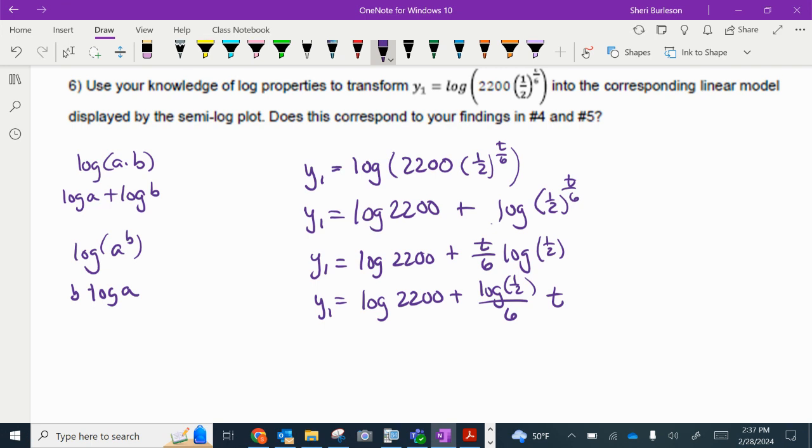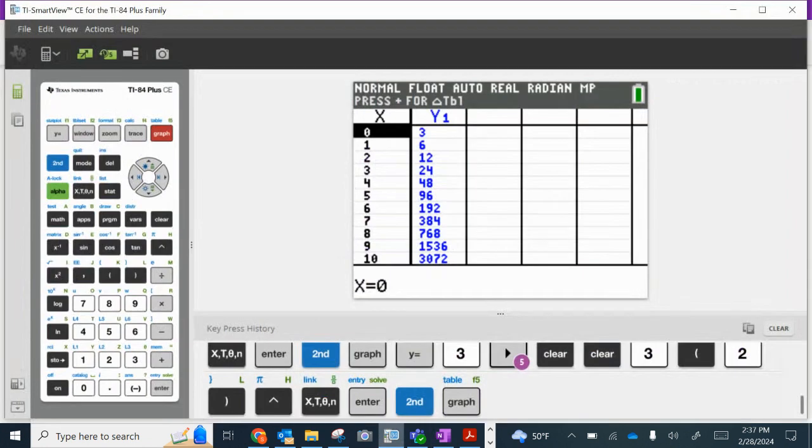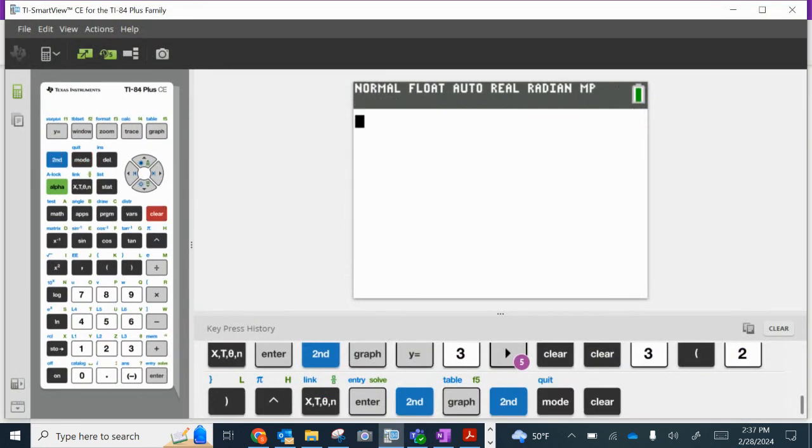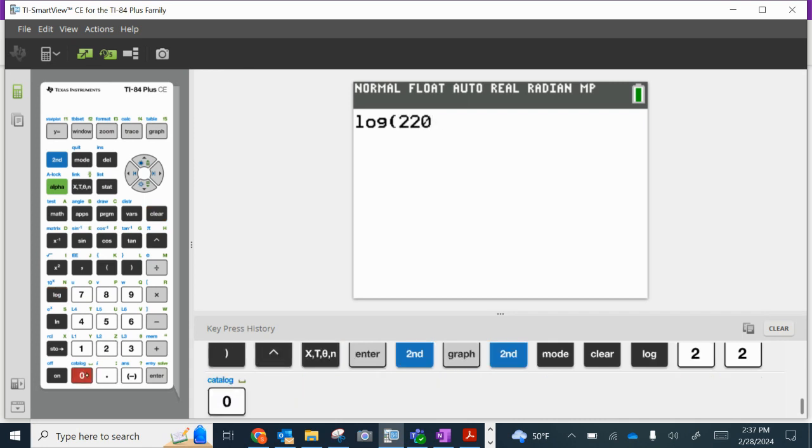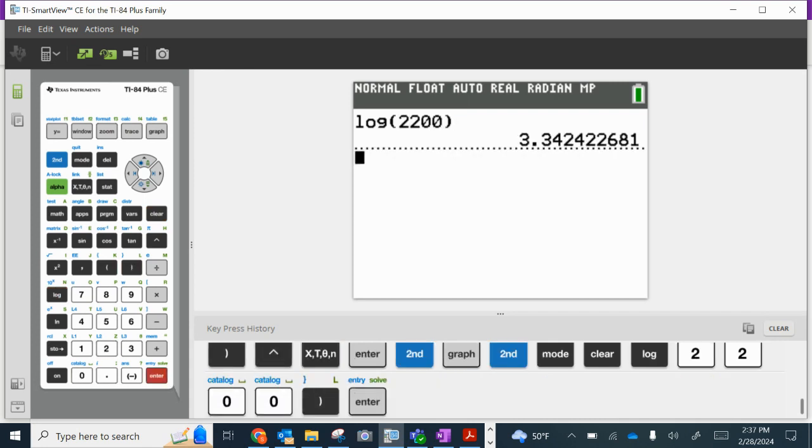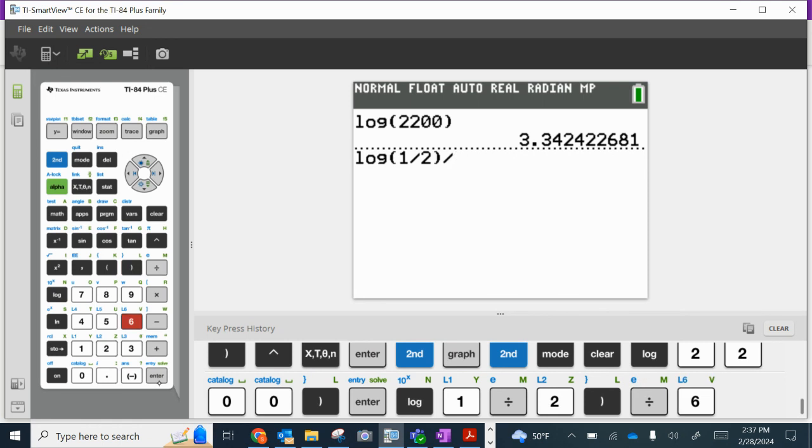And if you type this into your calculator, log of 2200, is that what we got for our y-intercept on that worksheet when we did it before? And then if I type log of 1/2 and divide that by 6, was that the slope that we got? So those log properties actually get me the equation.